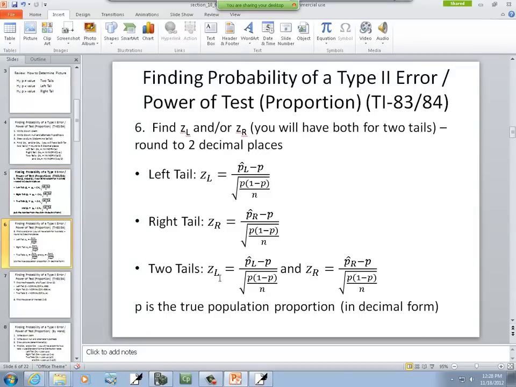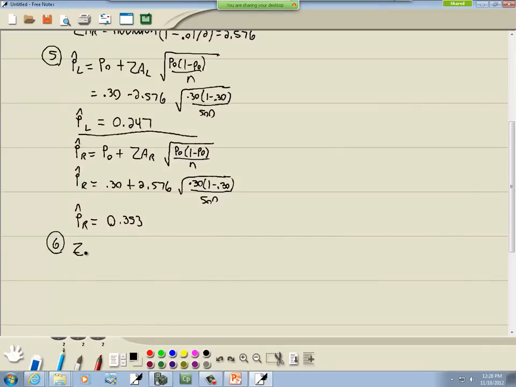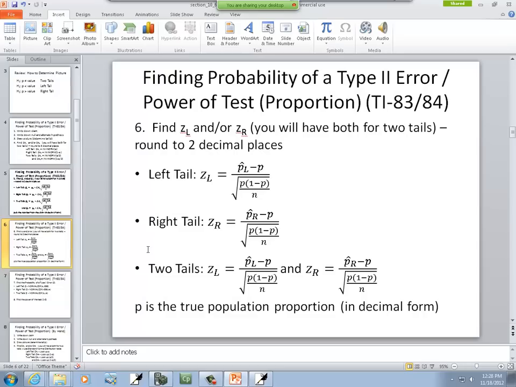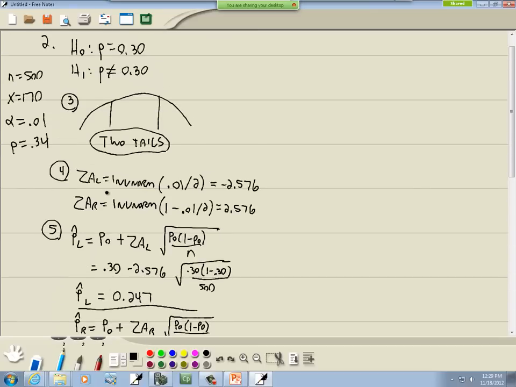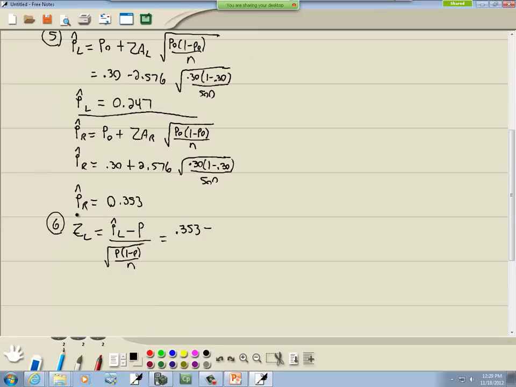Step 6. For two tails, we're going to find Z sub L and Z sub R. So Z sub L is going to equal P hat sub L minus P divided by the square root of P times 1 minus P divided by N. Okay, so this will be P hat sub L, which is 0.353 minus P, which P we said was 0.34.